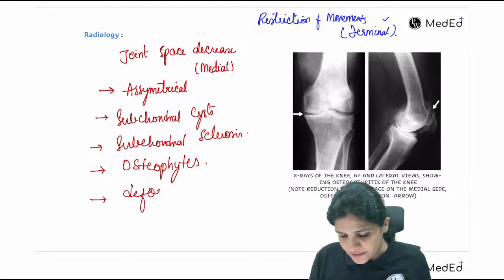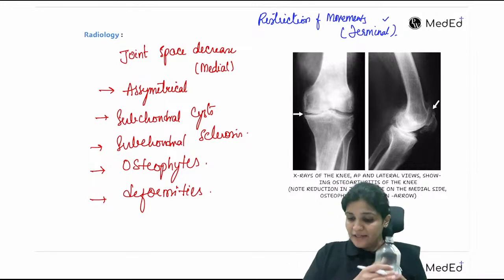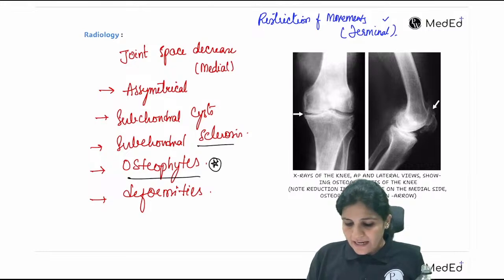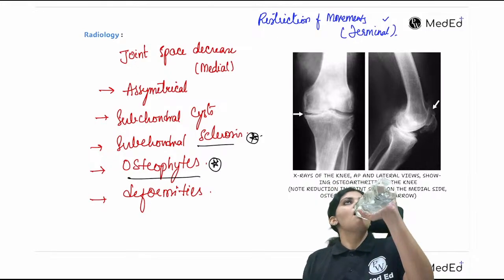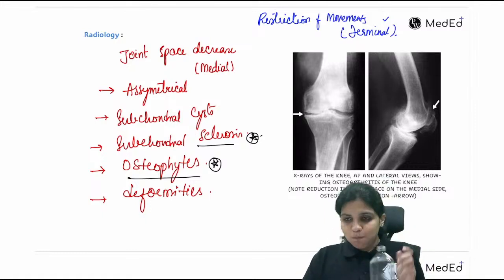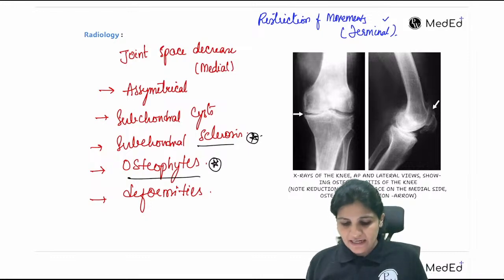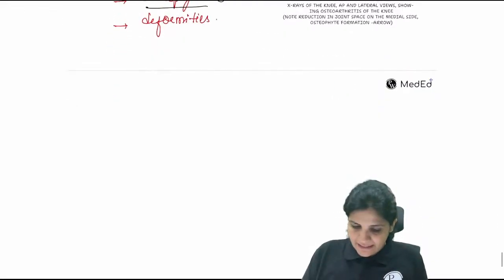And deformity. So what you have to mainly mention is the presence of sclerosis and osteophytes is a characteristic of your OA, right? And finally, what you see is the deformity. So these are the radiology. Usually by X-ray, we can diagnose the OA, right? Osteoarthritis is diagnosed by the X-ray.